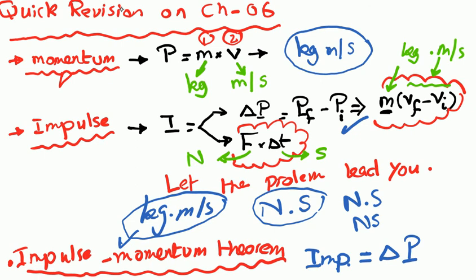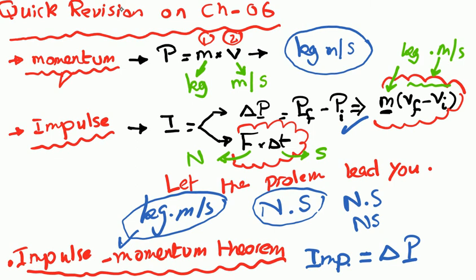So the impulse has two formulas. I equals delta P, which equals the change in momentum, P final minus P initial, because the change in any quantity is its final value minus its initial value. By substituting, we find that it's equal to mass times final velocity minus initial velocity.